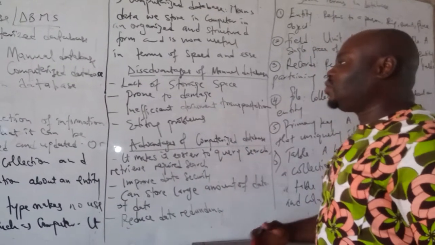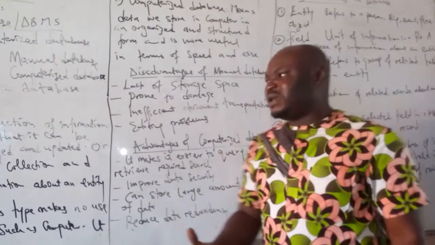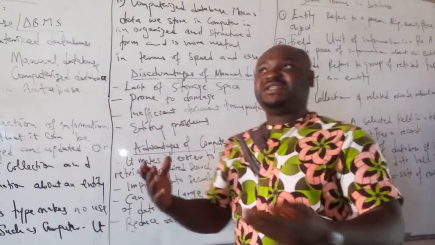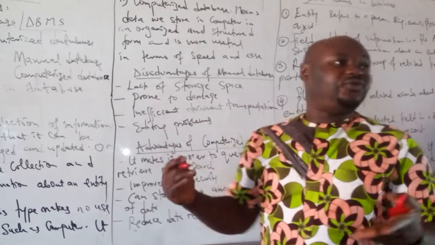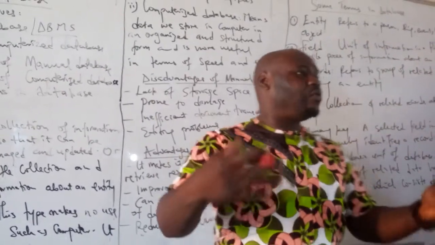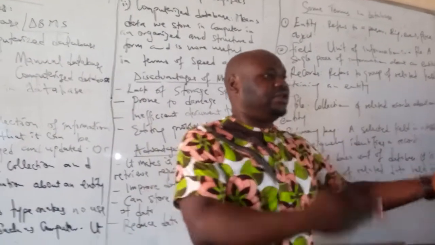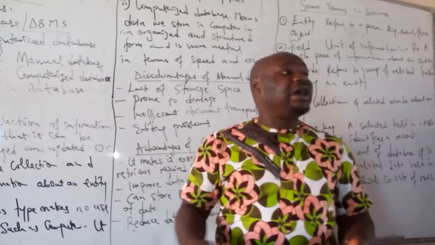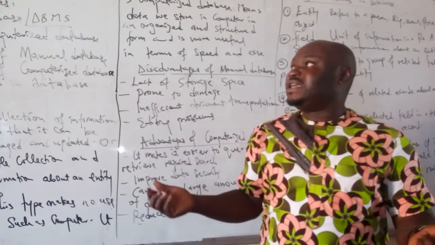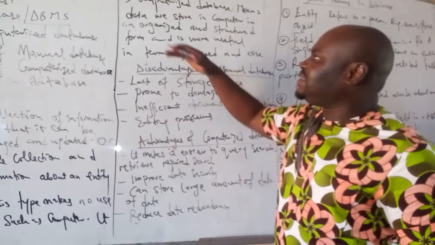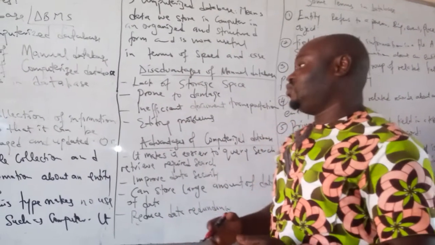Another one is what? Prone to damage. What do we mean by prone to damage? It can easily be what? Spoiled. Imagine a place that makes use of a manual database, files are kept, maybe a toddler walks in, maybe a child of the staff there, the staff may not be around, the child will pick a file and scatter it or get it torn. You see that it has what? Damage.